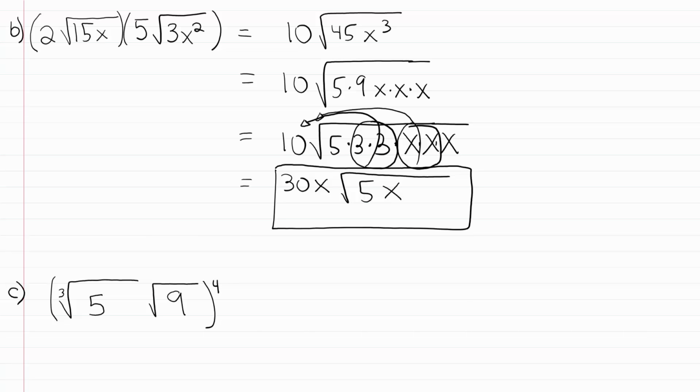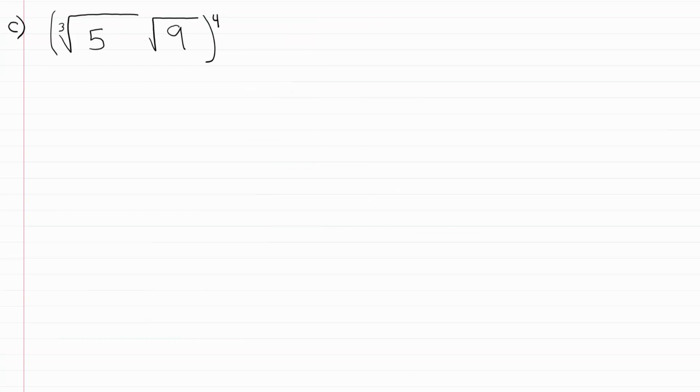Now let's tackle example C. All right, so in order to tackle example C, we're simply going to first recognize that we can't multiply these two radicals directly because they have different indexes. One is a 3rd root and the other is a square root. So what I'm going to do in this situation then is to first evaluate the square root of 9, and that will work out to be 3, of course, right?